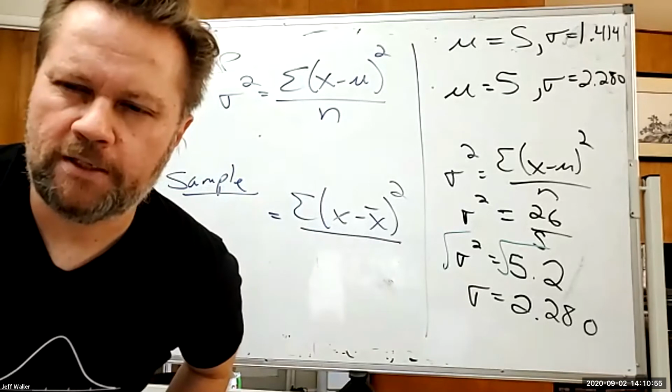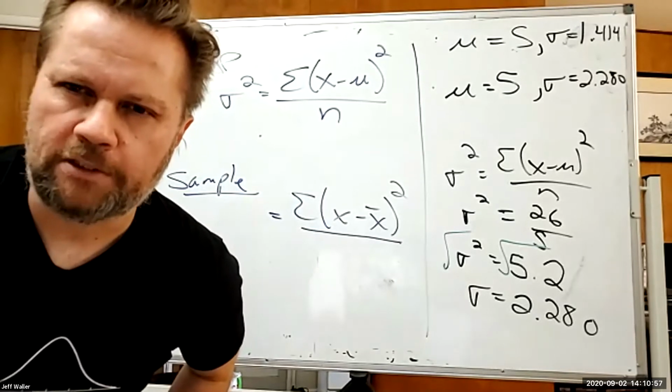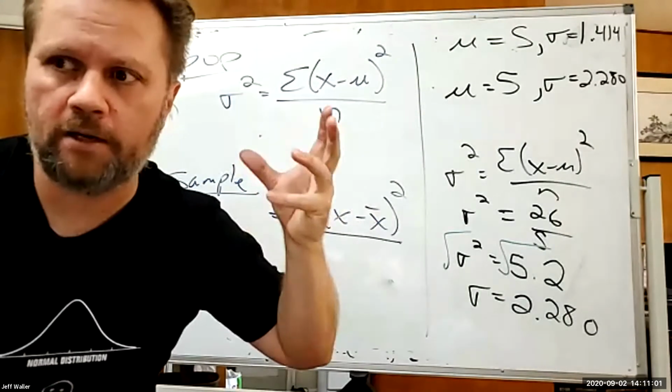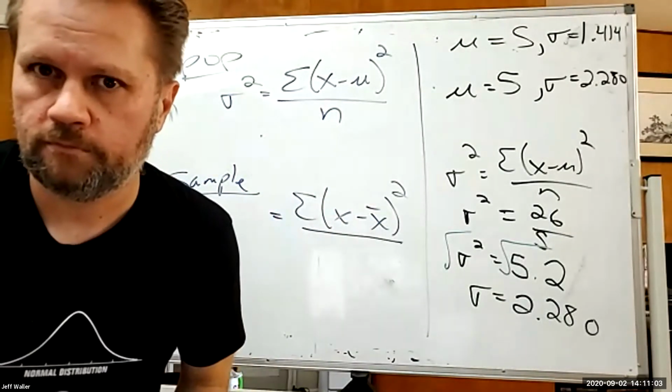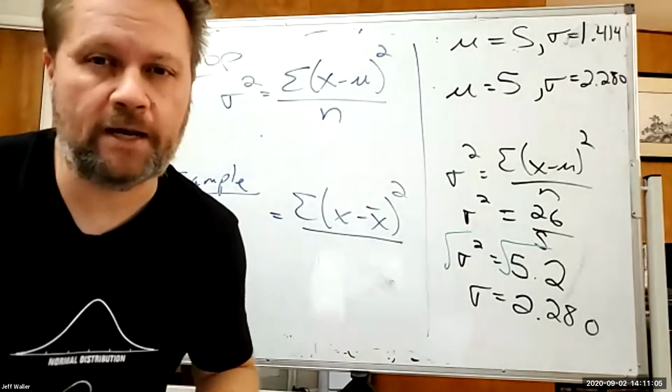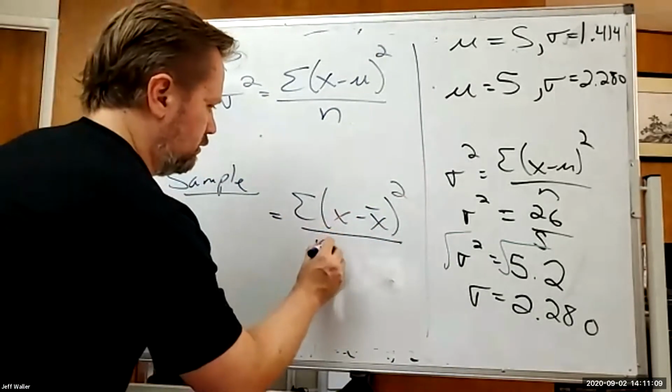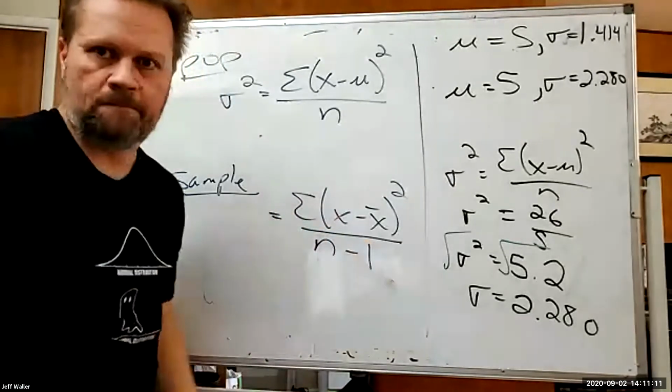Hopefully you guys are with me. Would I divide by more or divide by less to make it come out bigger? You divide by less. If I divide by a smaller number, my answer is bigger than it would have been. So what's interesting is it turns out I divide by n minus 1.